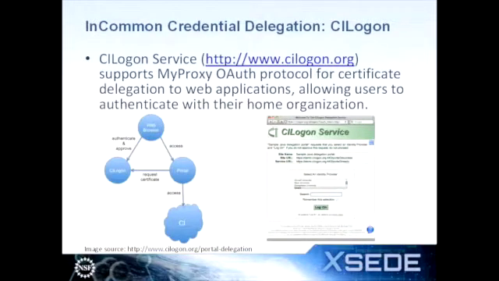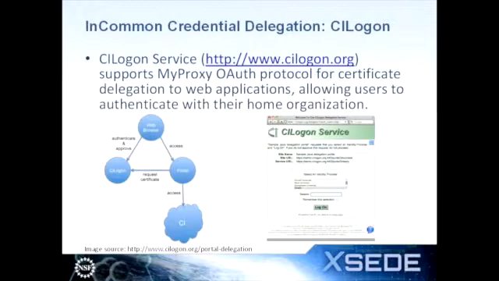So for the NCGAS required InCommon credential authentication, we chose to adopt the CILogon service. CILogon service supports the MyProxy OAuth protocol, allowing for both InCommon and OpenID authentications, so a user can authenticate with their home organizations, and then in turn access the underlying cyber infrastructure through the web applications. Those two pictures are from the CILogon webpage. It describes how CILogon credential delegation roughly works.